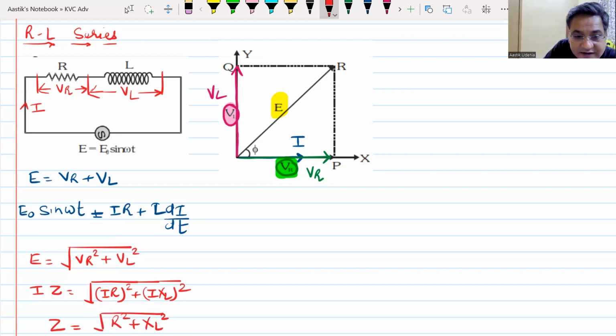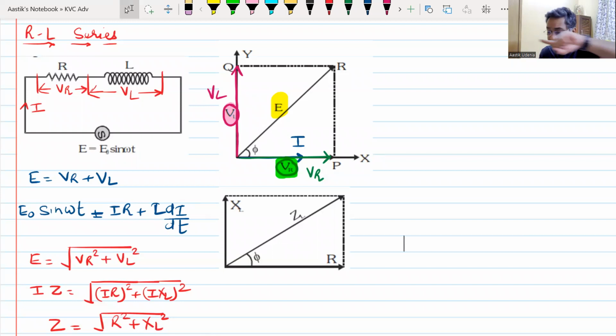That means this diagram which I have drawn is actually equivalent to the diagram of Z, like this. R is here, XL is here. The value of Z becomes just like this. Here you can find the value of tan phi. If you write the value of tan phi, that will become R by XL.